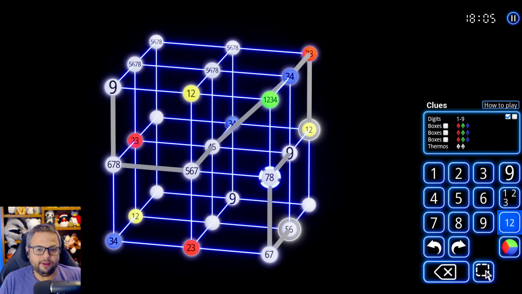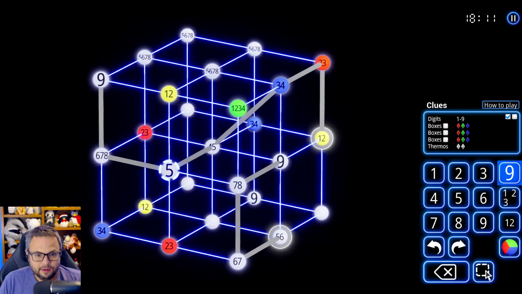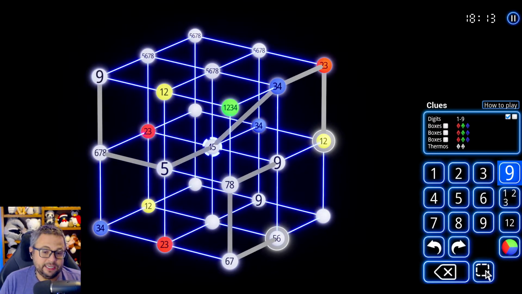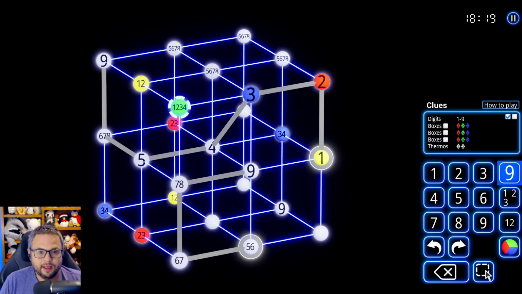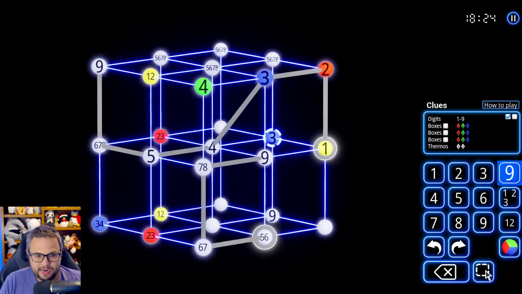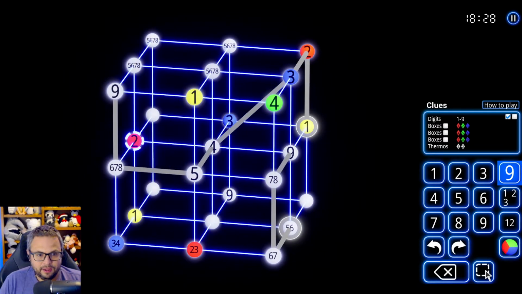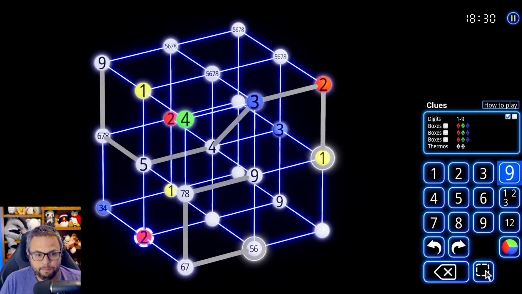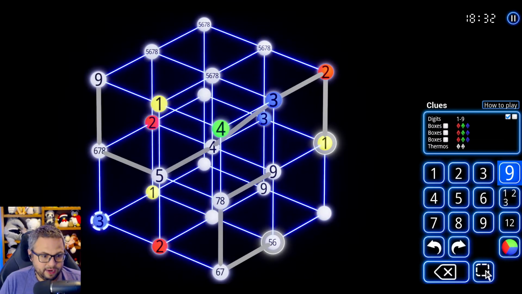And now we look at this face, and we've got a 6, 7, 8 quadruple, so that now is a 5. And so that digit now is a 4, 3, 2, 1. Makes that a 4. Makes that a 3. 1, 1. 2, 2. That one's a 3.